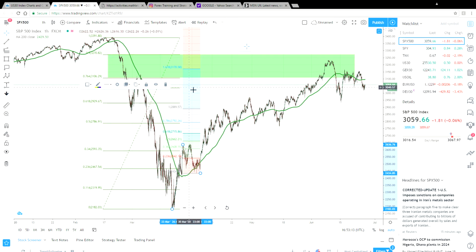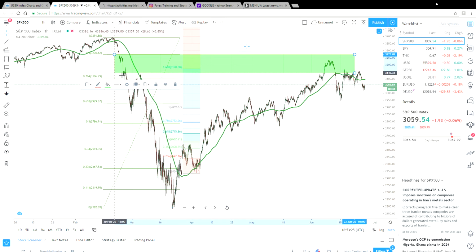What we're looking at now, all of a sudden, is this big green box, which I don't like. You're talking 3,250 to 3,100, a 150 point range on the S&P, which is no good. So now we start bringing this box down. We're probably thinking, actually, this is a better area. The 161 extension. If you were a seller, that's probably where you're looking at getting in.